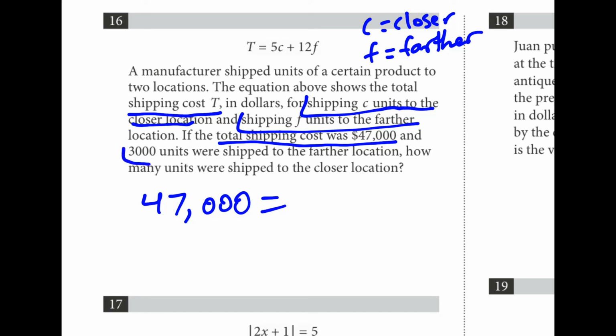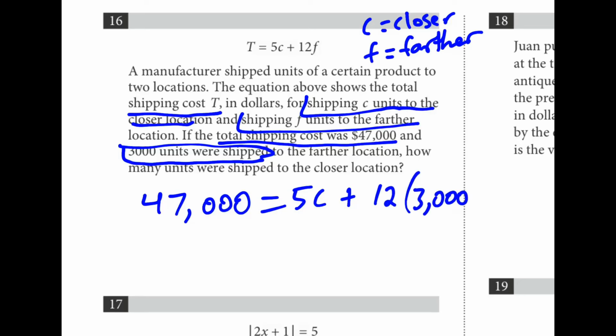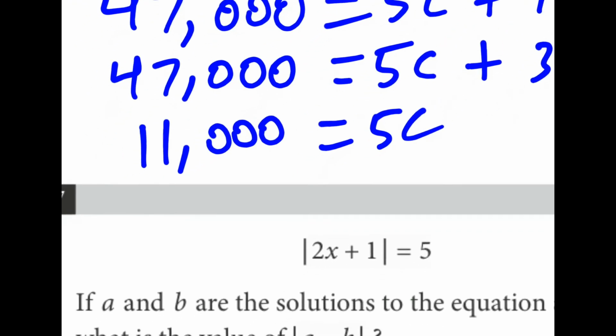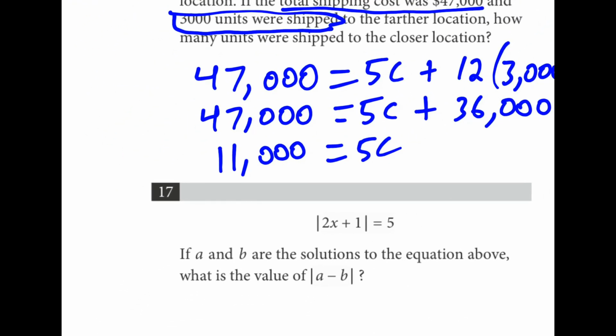And when they say 3,000 units were shipped, it's very tempting to just plug that in and say, oh, shipping C units, plug it in for C, but it's actually plugging in for F. So we leave 5C all by itself, and 3,000 goes over here. So we can take 12 times 3 to get 36,000, and we subtract next. We end up with 5C is equal to 11,000.